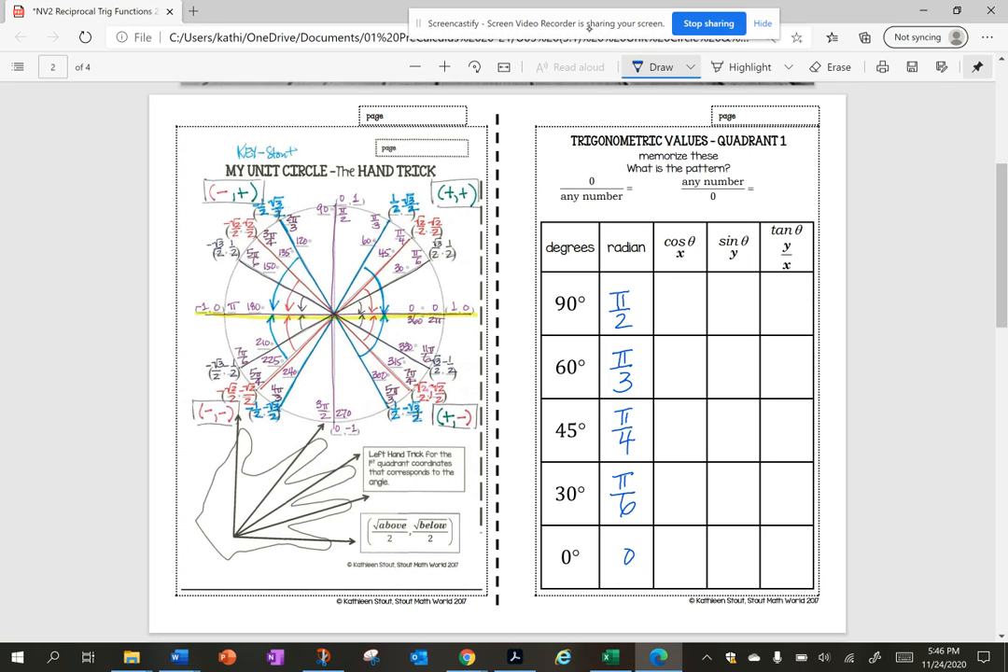Okay, and I know that the cosine is the x value, the sine is the y value, and these are the coordinates, and tangent is y divided by x. A basic review: 0 divided by any number is 0, and any number divided by 0 is undefined.